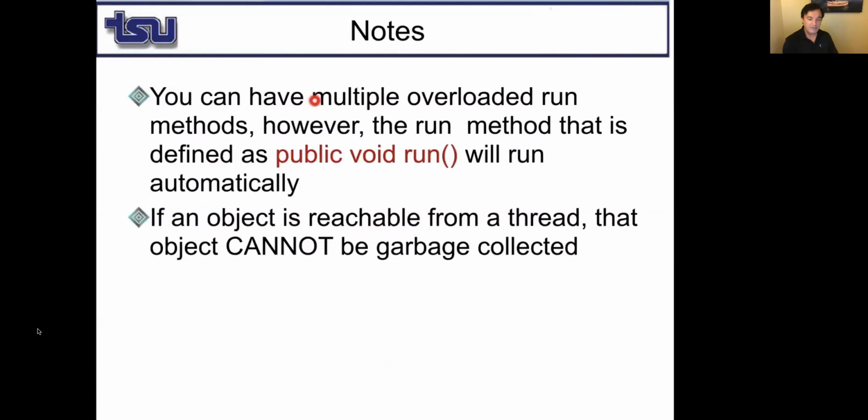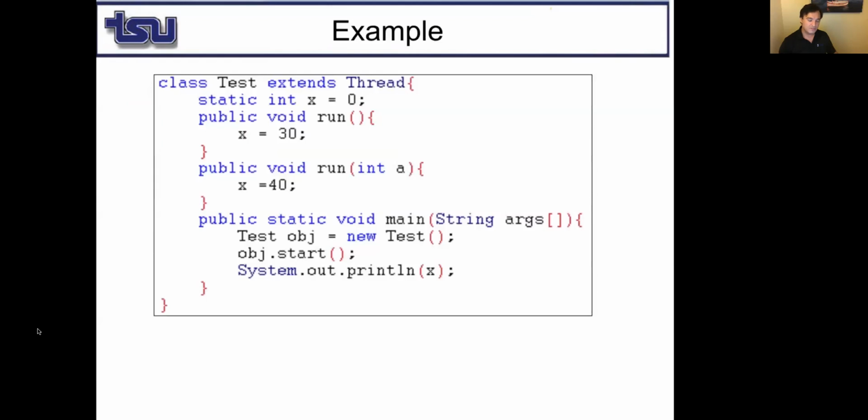Okay, you can have multiple overloaded run methods. However, the run method that is defined as public void run will run automatically, because that's the method that's defined in the interface Runnable. If it is public int run, yeah, you may have it, but it's not going to run automatically. Okay, if an object is reachable from a thread, that object cannot be garbage collected. Just as side information. Okay, let's see how well you understood, and let's see what we expect this program is going to print.